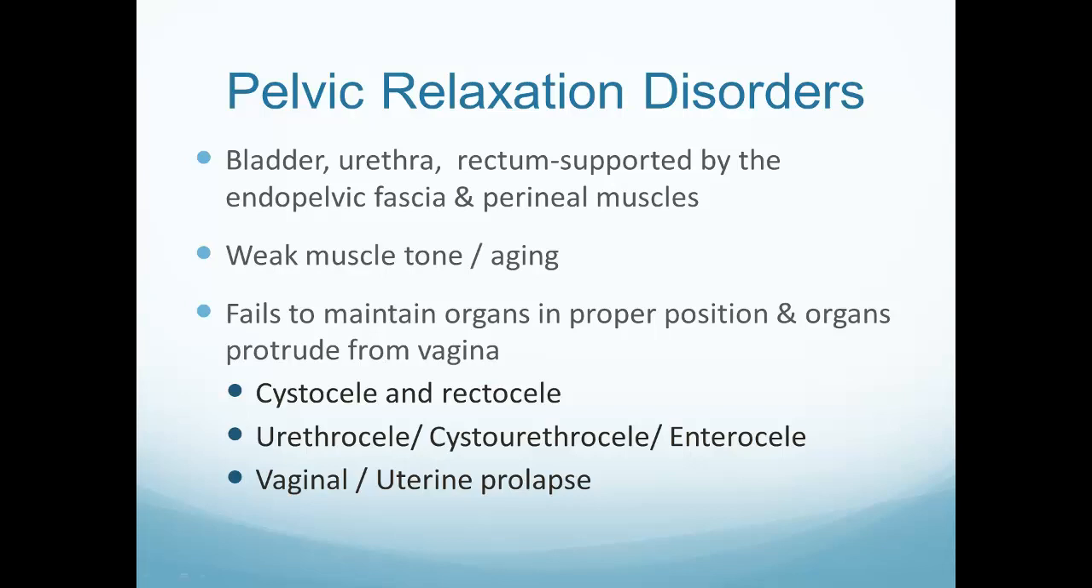But the loss of muscle tone in the pelvic area can also cause a lot of very serious disorders, and these can be classified as a cystocele, which is the bladder extending into the vagina, a rectocele, which is the rectum distending into the vagina, or we can have a combination of these things occurring. We can have vaginal prolapse or uterine prolapse, where the vagina or the uterus is actually extruding outside the body.